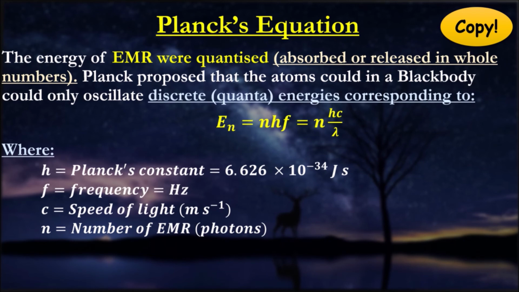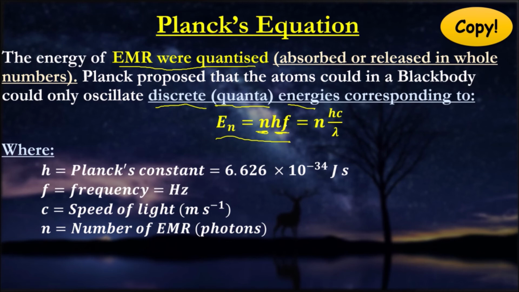So onto our formula here. This is Planck's equation, and it essentially tells you that electromagnetic radiation is quantized, it gets absorbed and released in whole numbers, and our way of representing quantization is discrete energy packets. So n, like we said, is the number of radiation quanta or light particles formed, and then hf is the energy that's carried by the individual light particle.